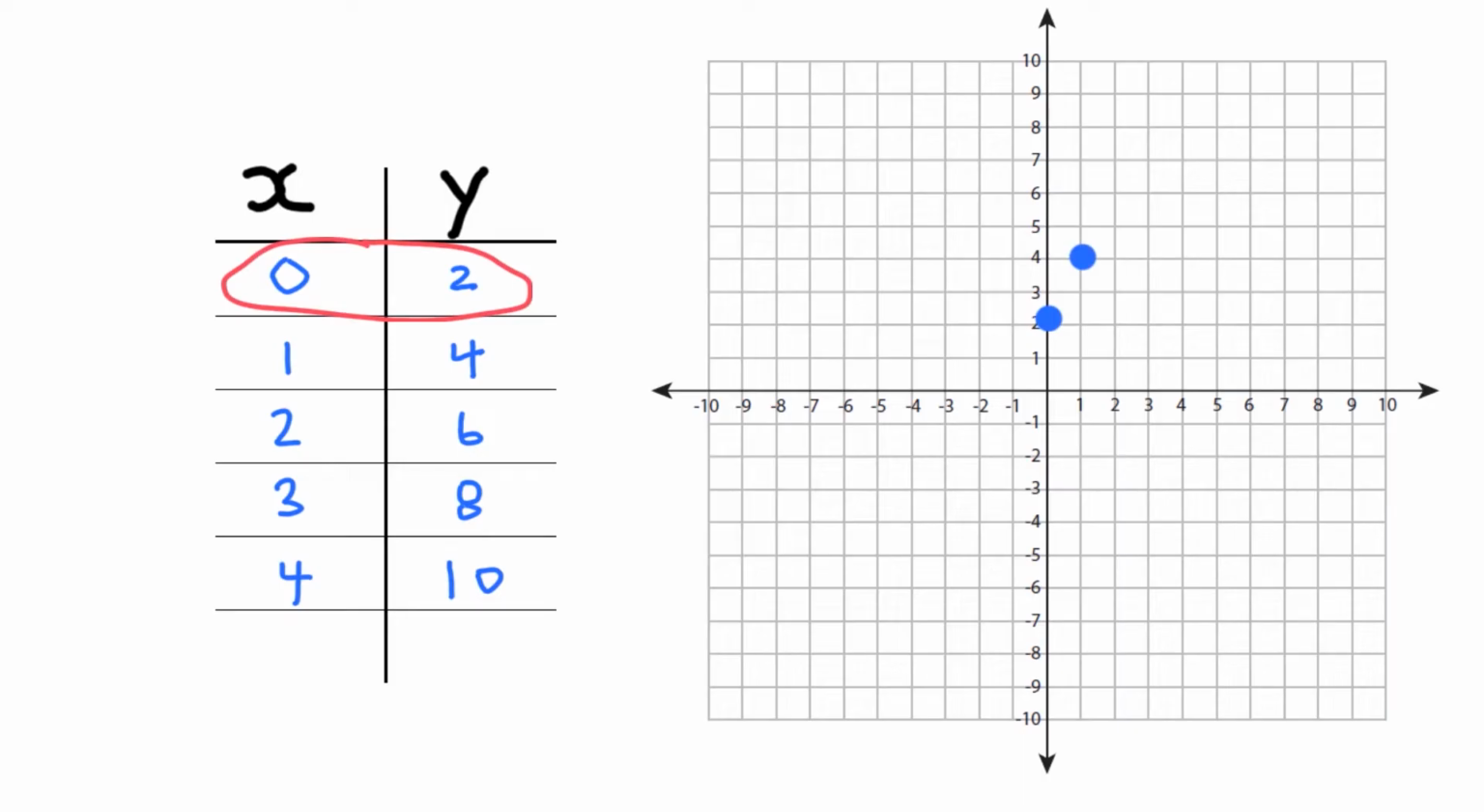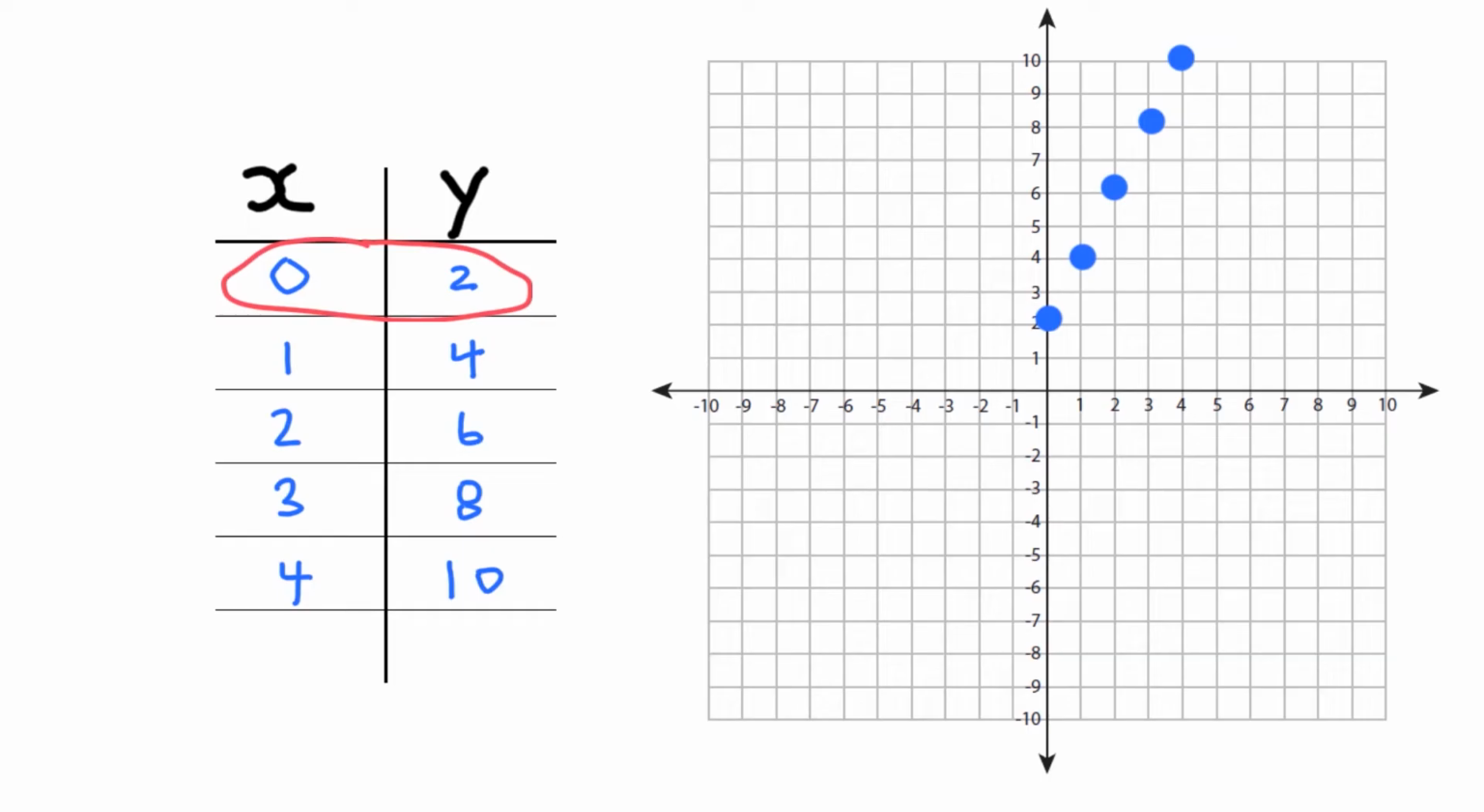When x is 2, so again, you want to find the 2 on the x-axis, we need to go up to 6 for y. And then when x is 3, y is 8. And when x is 4, y is 10. And that is what our graph is going to look like.